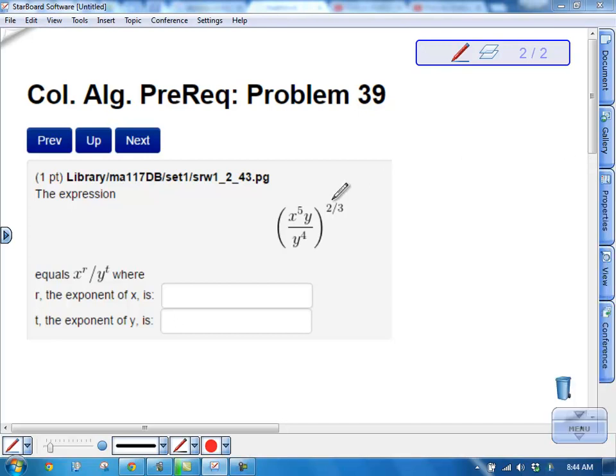All right, here's the next problem then, problem number 39. It wants you to simplify this expression so that you have x to the r over y to the t. So we're going to have to simplify this using our properties of exponents. So I can bring the 2/3 to everything, in which case it becomes 5 times 2/3, which is 10/3, and then y to the 2/3 all over y, and then 4 times 2/3 gives me 8/3.